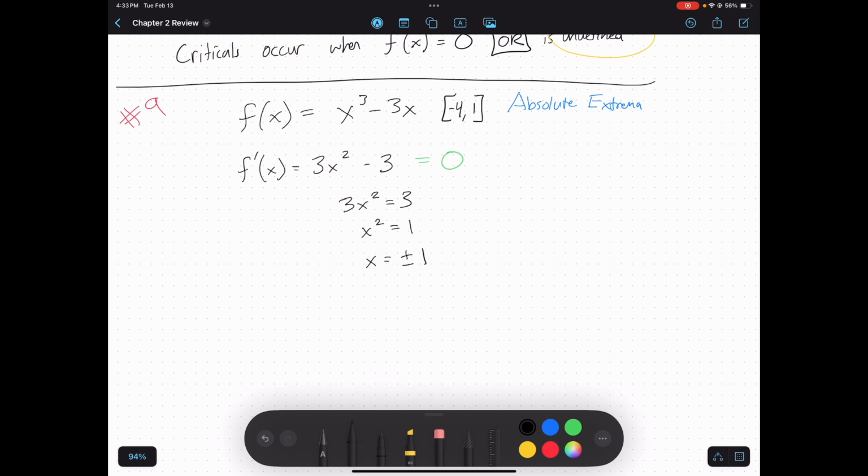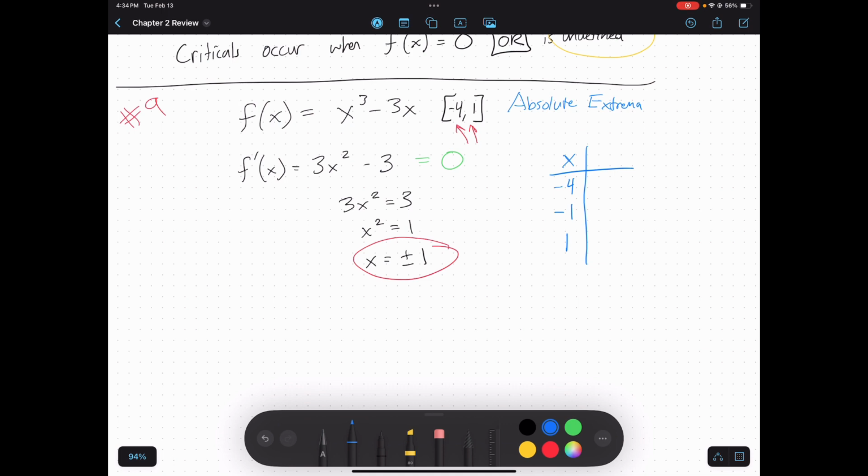Okay? So if we remember, where can my absolute minimums and maximums occur? Well, they can occur at my critical points, but they can also occur at my endpoints. So, to figure out my absolute extrema, I'm going to test those 3 points. Why do I say 3 points? Because one of my critical points is one of my endpoints. Do you notice that? One of my critical points is +1. Well, that's one of your endpoints anyway. So I'm going to test -4, -1, and +1.